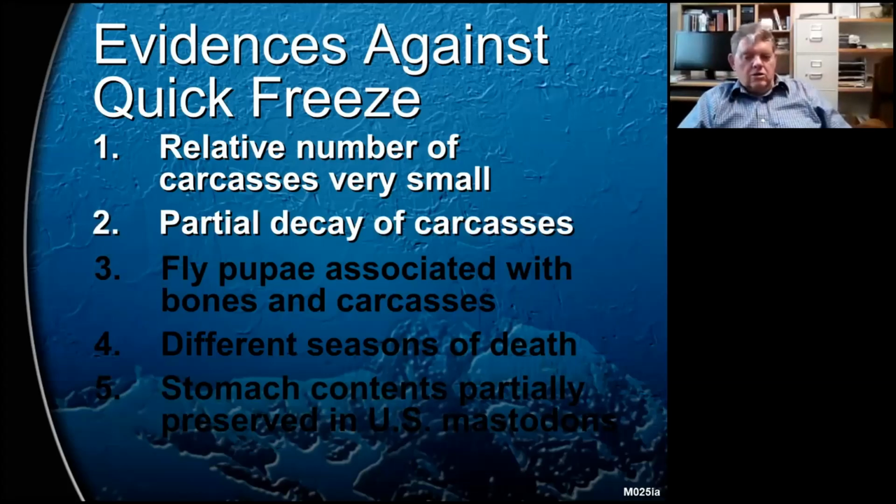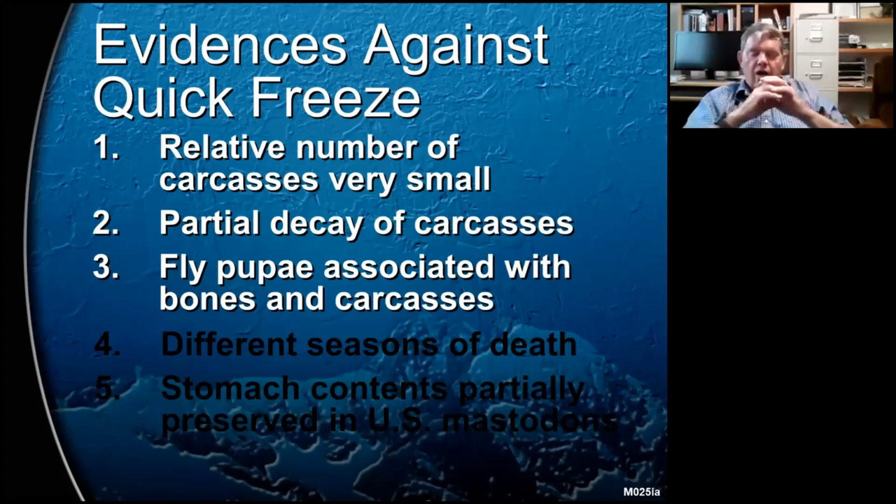Also, the carcasses are not preserved well. If there's a quick freeze, dumping snow and ice on them and preserving them, you would have no decay or very little decay, but these carcasses are partially decayed. Also, flies had a chance to lay eggs in these carcasses. And so fly pupae associated with the bones and carcasses indicate that they didn't suddenly die and get buried in a quick freeze, but were probably buried in a moderate freeze.